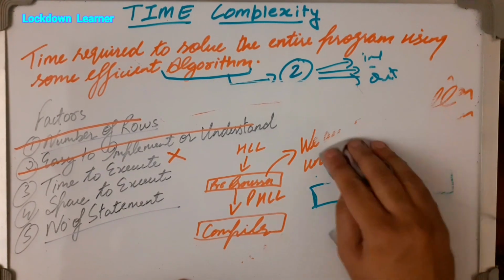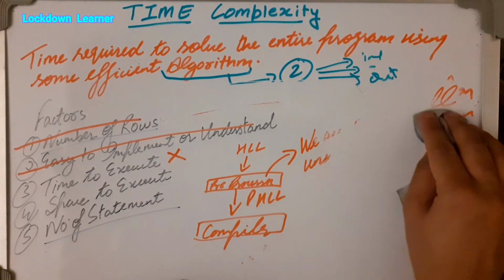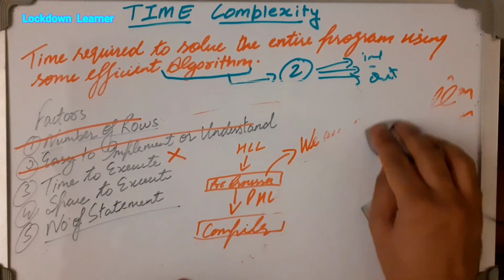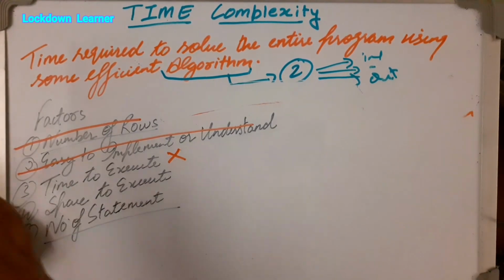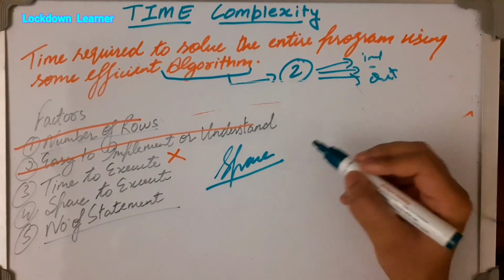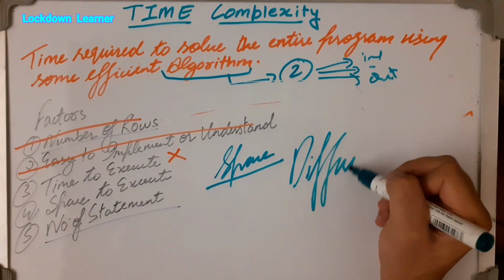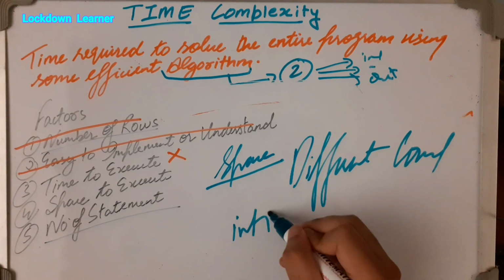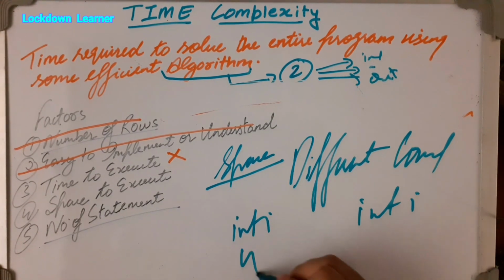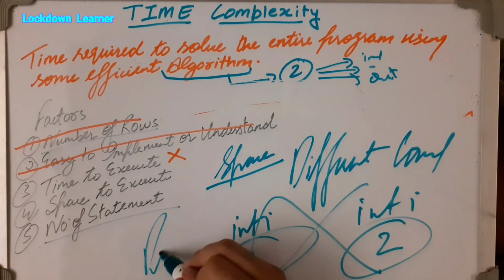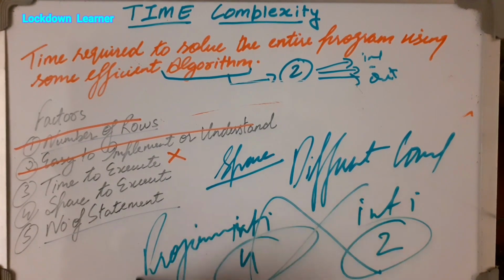Now let's come to space for execution. Let me talk about space also. Space also does not depend on execution time. Different compilers have different space; for example, int I used in some other program may be 4 bytes, and in another it is 2 bytes. So space is different. It does not depend on the programmer, and we cannot consider it in the time complexity factor.